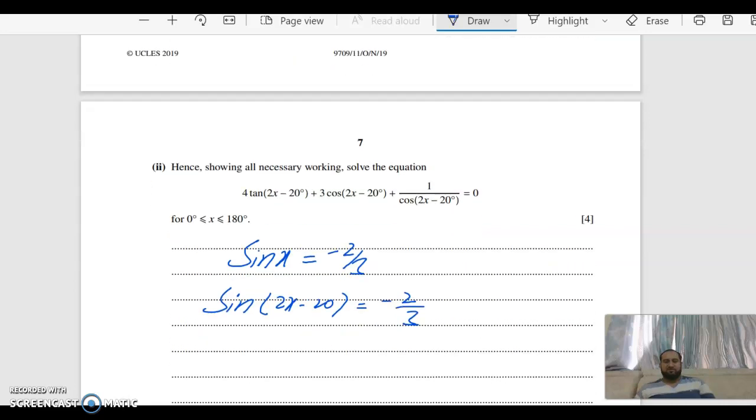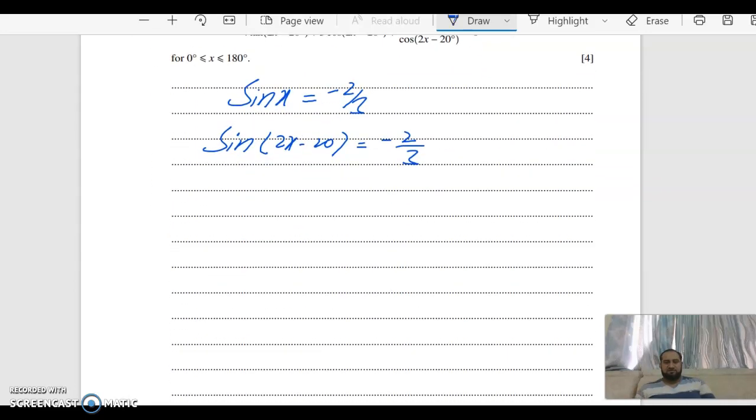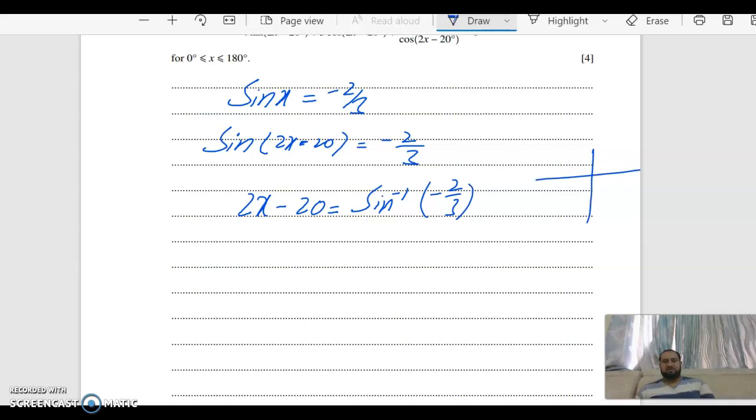So what we can do further, we can solve it. We can find the values of sine at this point. So 2x minus 20 is equal to sine inverse of negative 2 by 3. Since this is negative, the angle is not in the first quadrant, not in the second quadrant, but in the third and fourth quadrants, since the value of sine is negative.